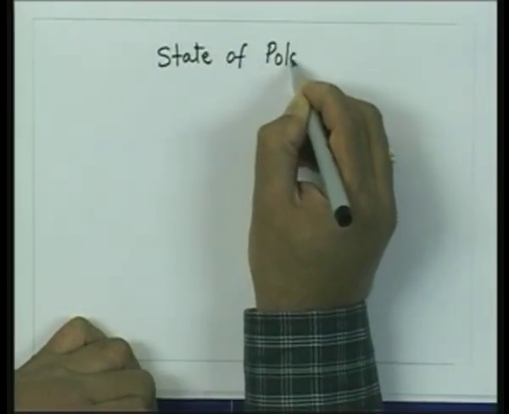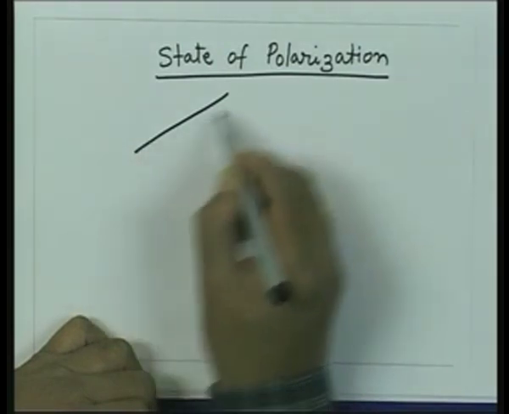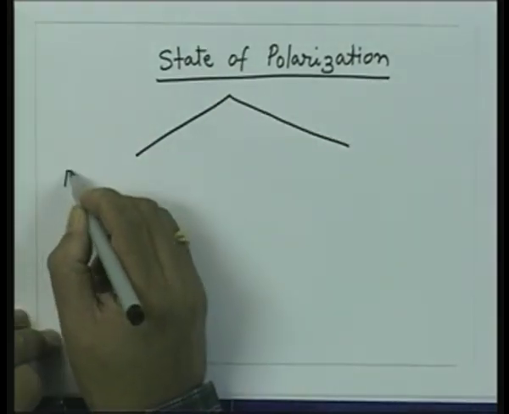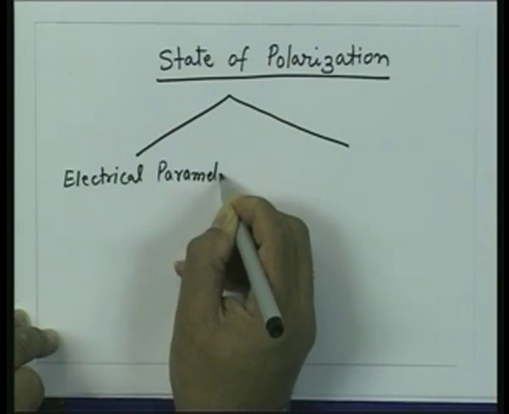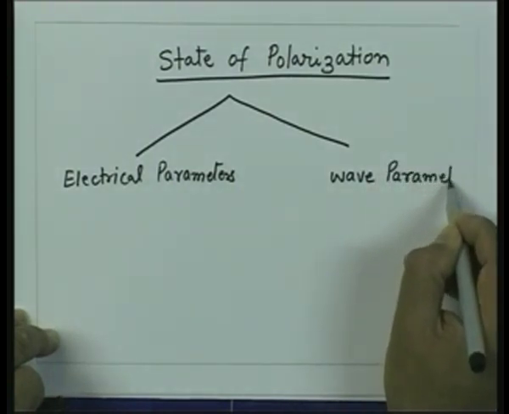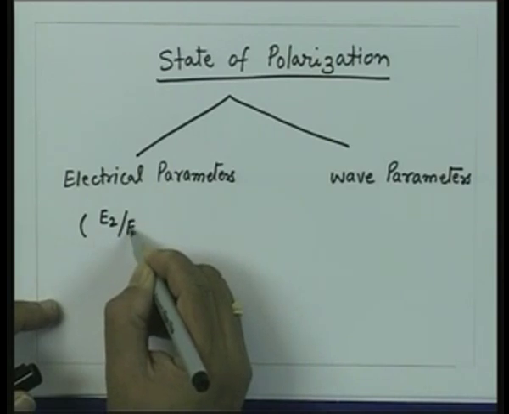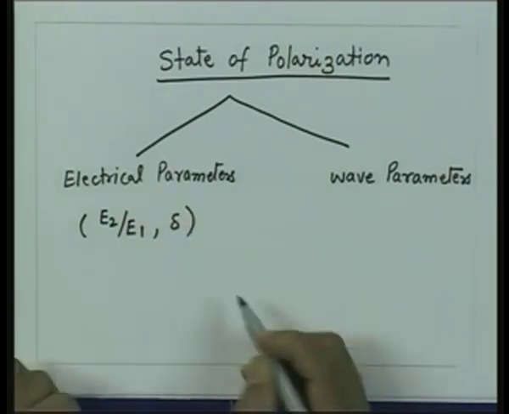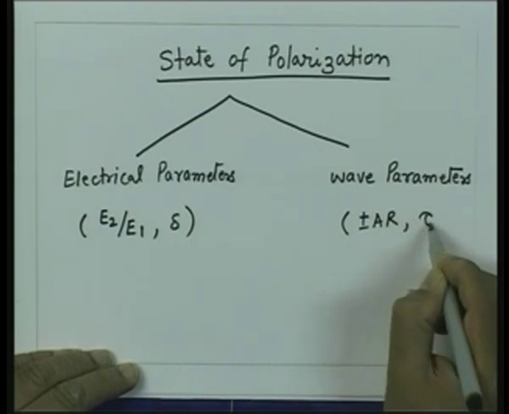So, what we say is that a state of polarization can be defined by two pairs. We say this is electrical parameters or wave parameters. The electrical parameter pair is E2 by E1 and delta, and for wave parameters the pair is plus minus axial ratio and the tilt angle tau.